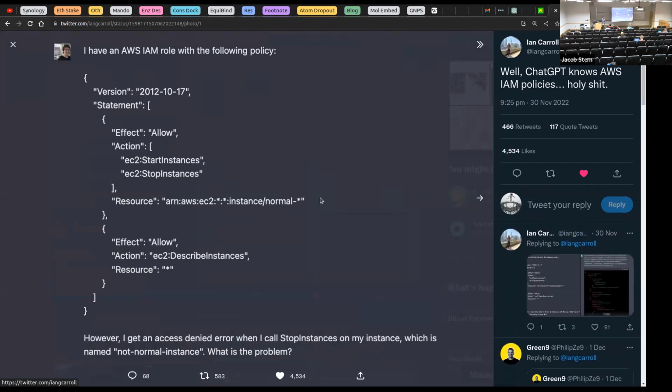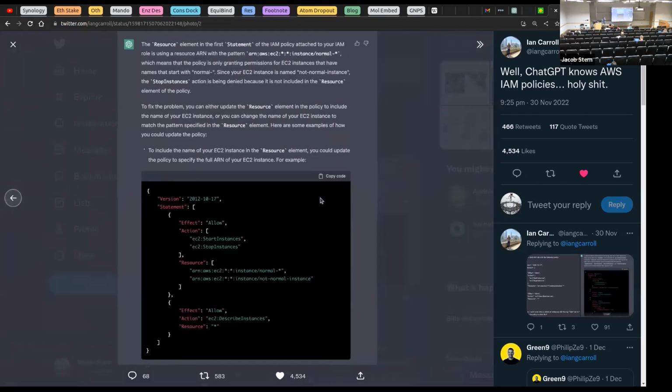ChatGPT knows AWS Identity and Access Management policies. I have an AWS IAM role with the following policy, and it defines a resource and who has access to it. And then they describe this error. However, I get an access denied error when I call StopInstances on my instance, which is named not-normal-instance. What is the problem? And then they debug your access policy.